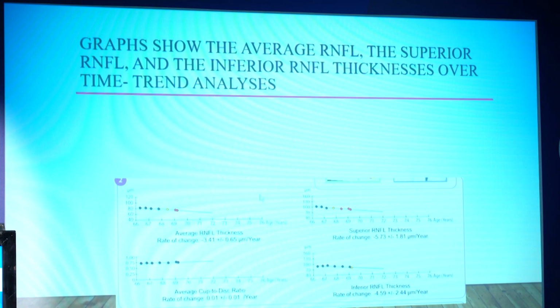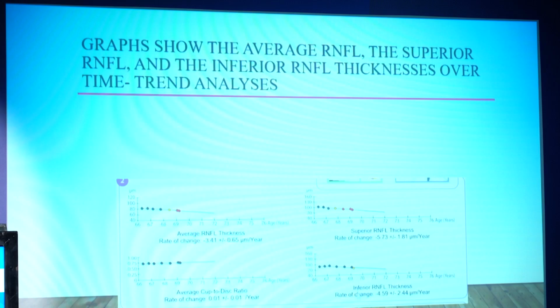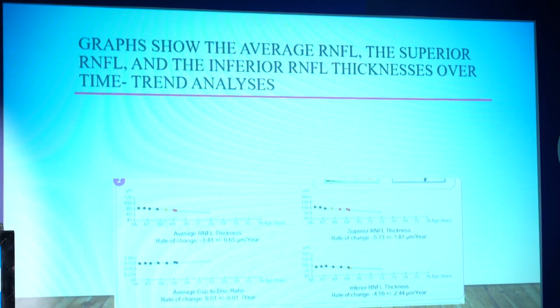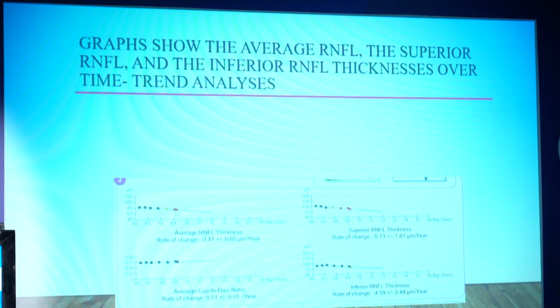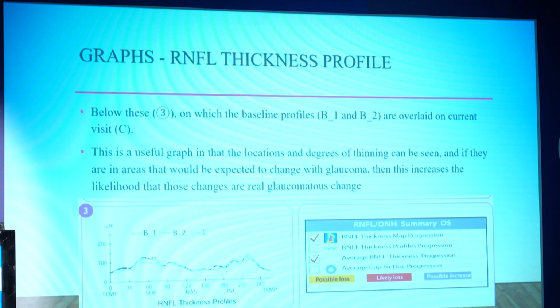These graphs show the average RNFL thickness. Here also we can see the average, superior and inferior. The first significant change is shown as an orange dot, and then the subsequent changes are shown in red. This RNFL thickness profile compares the current visit, that is C, with B1 and B2, and here we can clearly see that there is some thinning in the inferior zone in the profile.